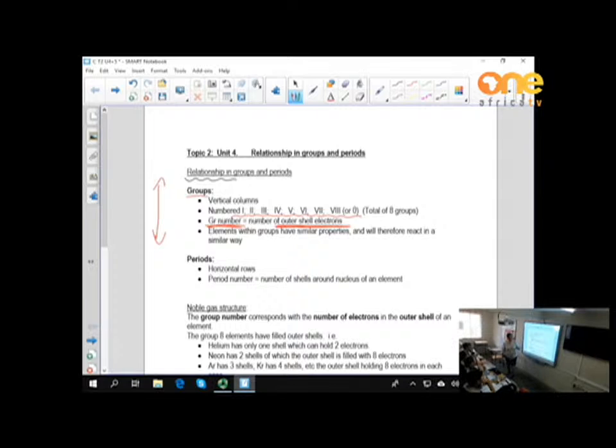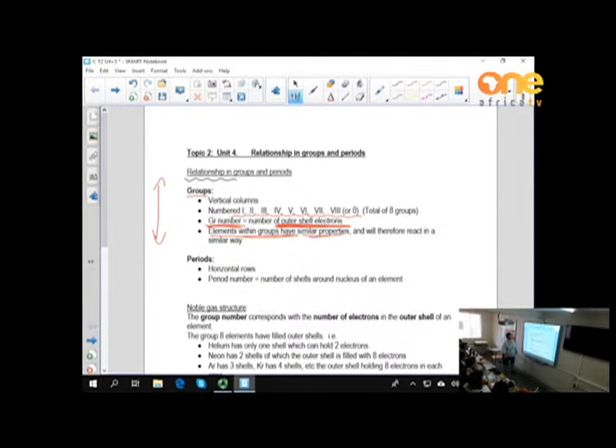All right. So, the group number tells us how many outer shell electrons. Remember, bonding occurs with outer shell electrons, not the inner shell electrons. Okay, so the outermost shell of electrons is the one that is involved in chemical bonds. Next thing here, elements within groups have similar properties and very often tend to react in similar ways. A little bit further on, we will have a look at group 1 elements and their reactions with different substances, and we will see how they react.